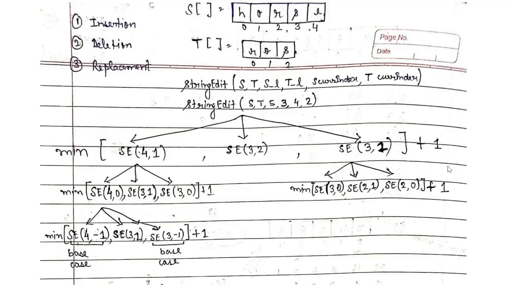Now why did I add 1 over here? Whatever would be the answer to all these cases, till now I have performed an operation.